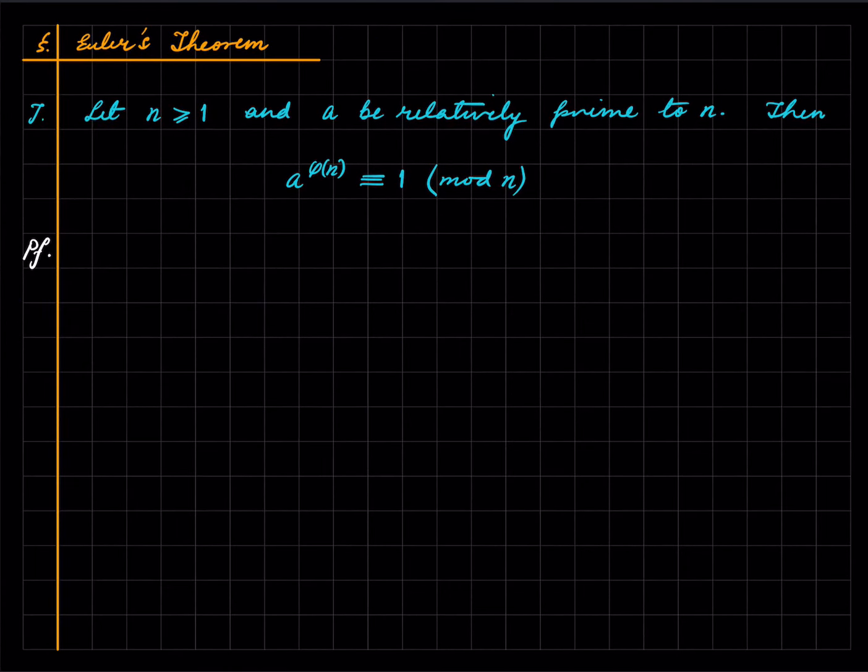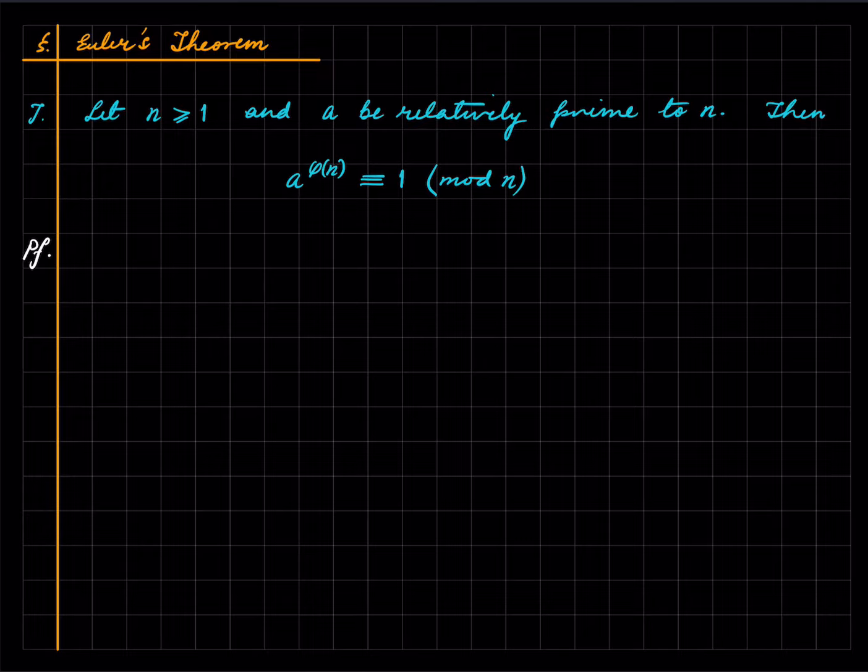And now here is Euler's theorem, which says that if n is some positive integer and a is relatively prime to n, meaning GCD of a and n is 1, then this congruence holds. Here phi n is, as we just defined, the number of integers between 1 and n that are relatively prime to n. And this is an immediate generalization of Fermat's little theorem, because if n equals p is a prime, then this becomes p minus 1, as we just discussed. So a to the power p minus 1 would be congruent to 1 modulo p whenever a is not divisible by p.